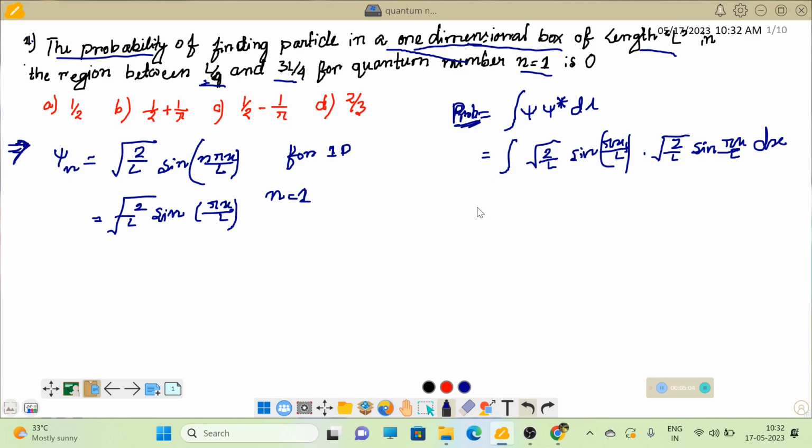So how to do this? Here the lower limit is L by 4 and the upper limit is 3L by 4. So now the constant is 2 by L, the integral from L by 4 to 3L by 4 of sine square pi x by L dx.